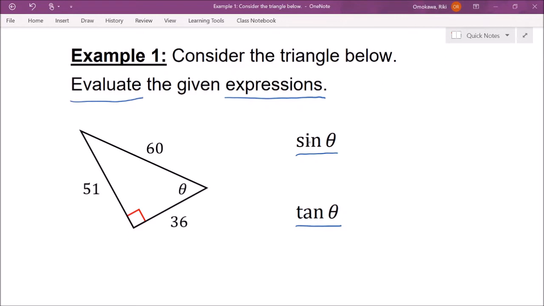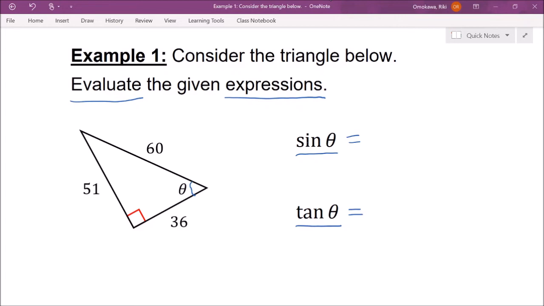So we're going to figure out what is the sine of that angle. What does that equal? That's what evaluate means. Another expression, tan of theta, tangent of theta. What does that expression equal? What number does it come out to? And if you think about it, we don't even need to know how many degrees this angle is to figure out what the sine of that angle is and to figure out what the tangent of that angle is, because we have all the side lengths needed in that ratio, right?